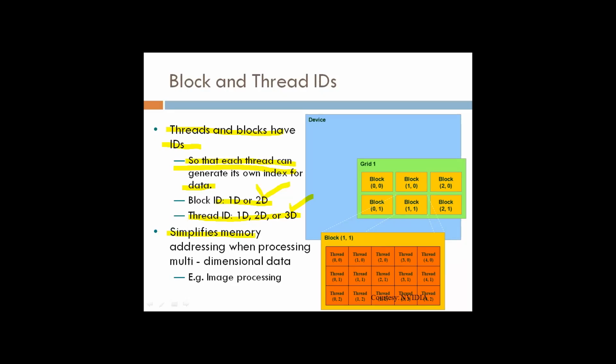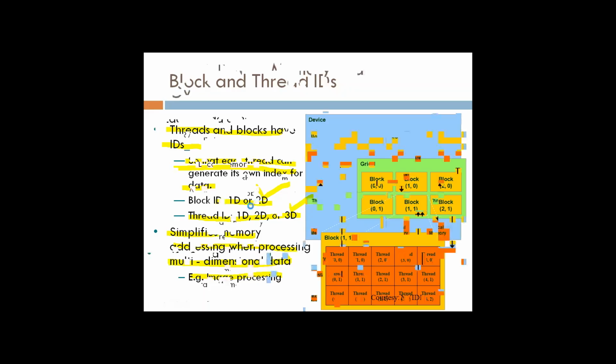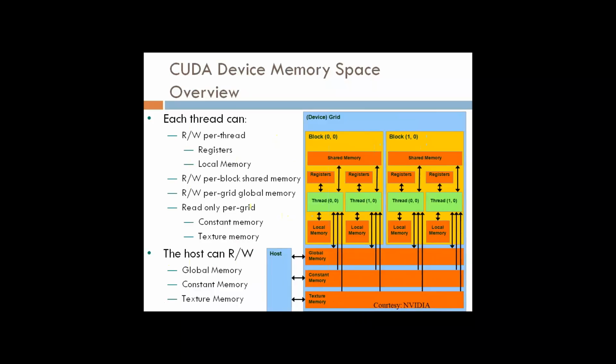This simplifies the memory addressing when processing multi-dimensional data. When we are processing multi-dimensional data, each element can be accessed by a particular thread using its unique index. Now we come to more about the different memory spaces which are available.